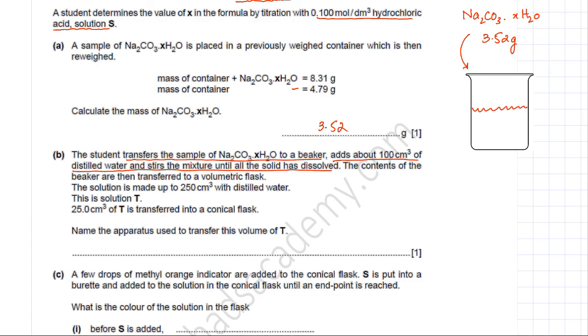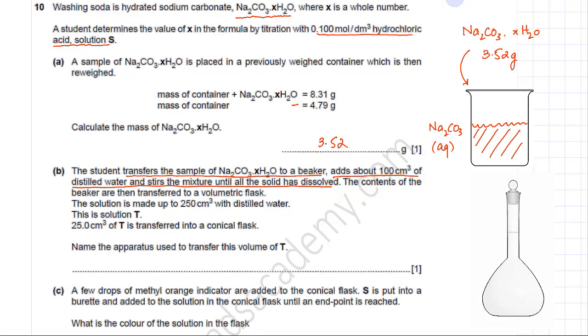When you add 100 cm cube of water, remember sodium carbonate is a group 1 compound, and it's probably very soluble. So we're making a solution. He's stirring the mixture until all the solid has dissolved. Eventually all this sodium carbonate is going to be dissolved completely, and you're going to get sodium carbonate Na2CO3. Once all the salt is dissolved, it's going to be in aqueous state. All the water of crystallization is lost because it mixes with all the other water molecules, and you're simply left with sodium carbonate in aqueous state.